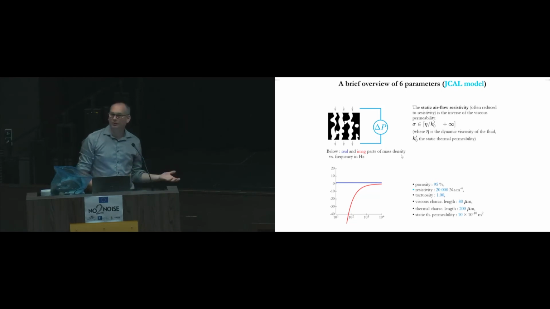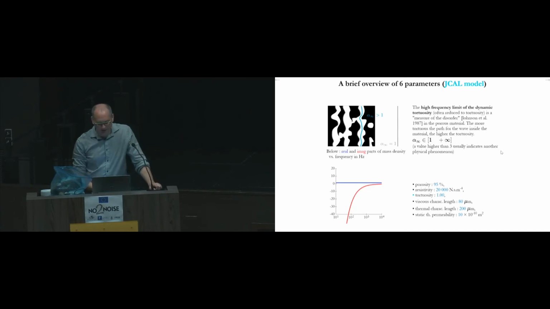If you want to see the effect of the resistivity, you should plot the real and imaginary part of the mass density this time, because this is a parameter which is related to viscous effects at low frequency, and you can see how it changes mostly the imaginary part of the mass density.